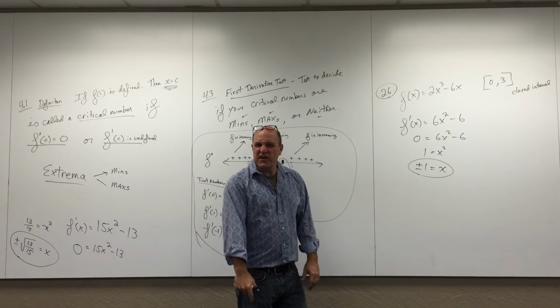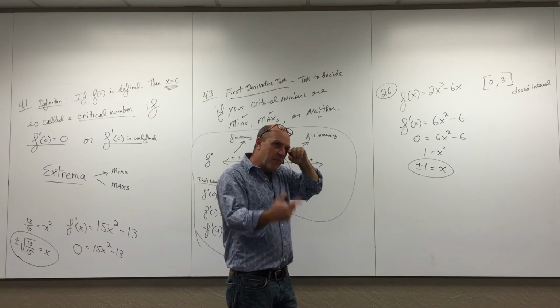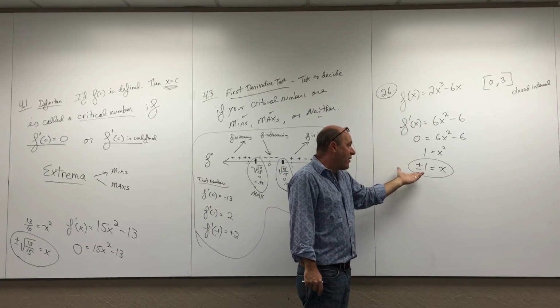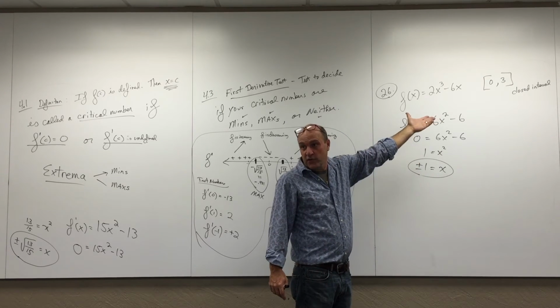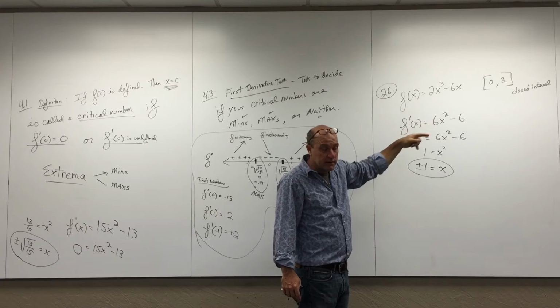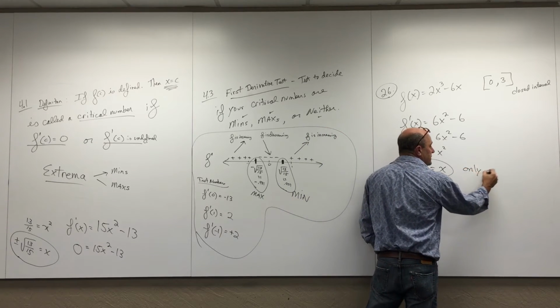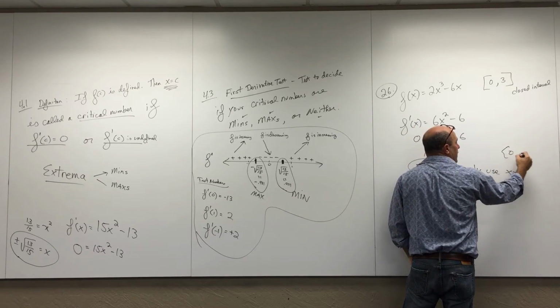Hold on, I'm doing this funny thing where I'm working on a closed interval. If I'm only working on the closed interval 0 to 3, then I should toss out one of these. Negative 1 doesn't live in this interval from 0 to 3. I'll only use x equals 1 because I'm working on the interval 0 to 3.